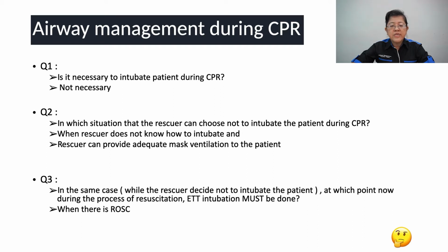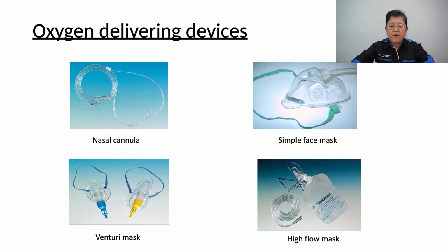Now we talk about oxygen delivering devices. This is important because for each type of device, we need to know how much oxygen we give to the patient, which correlates to the percentage of oxygen concentration we give, because that eases us in the interpretation of the ABG.